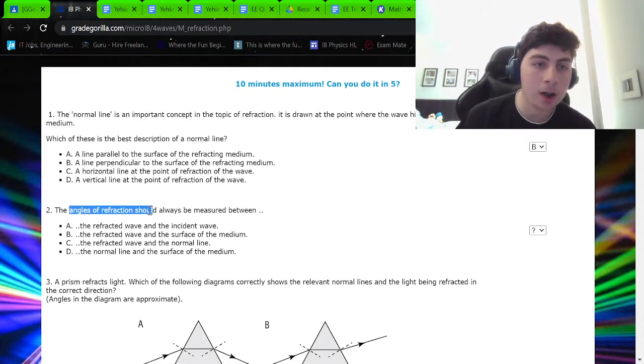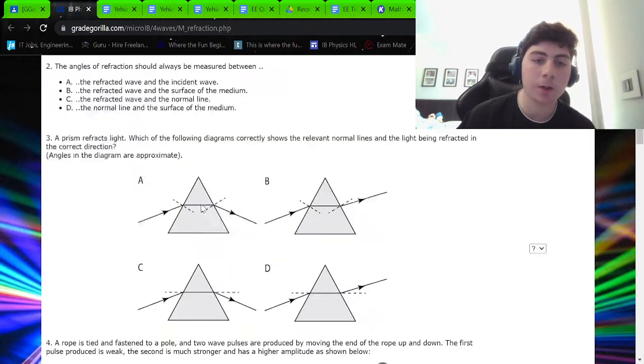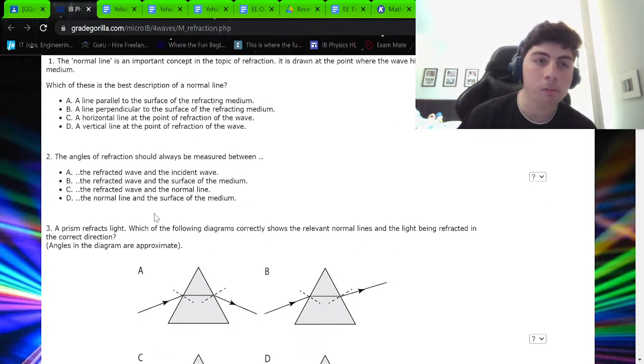The angles of refraction should always be measured between the refracted wave and the normal line, right? Yep. All right.